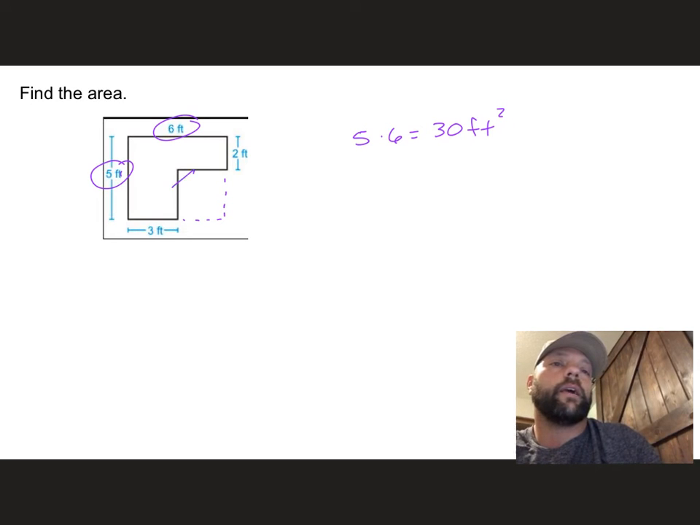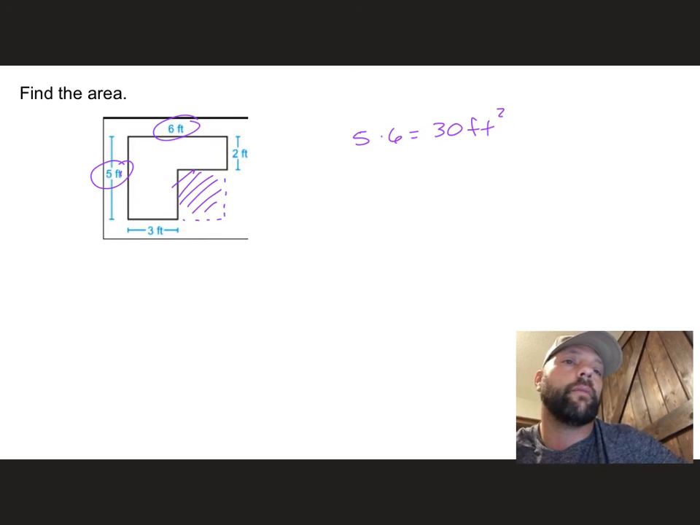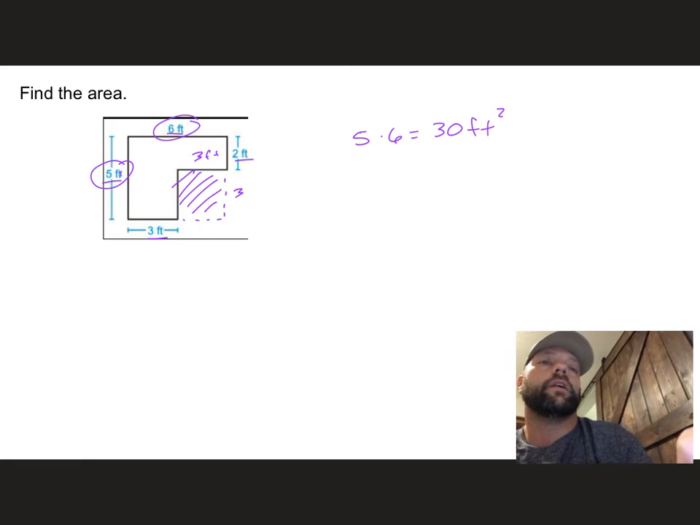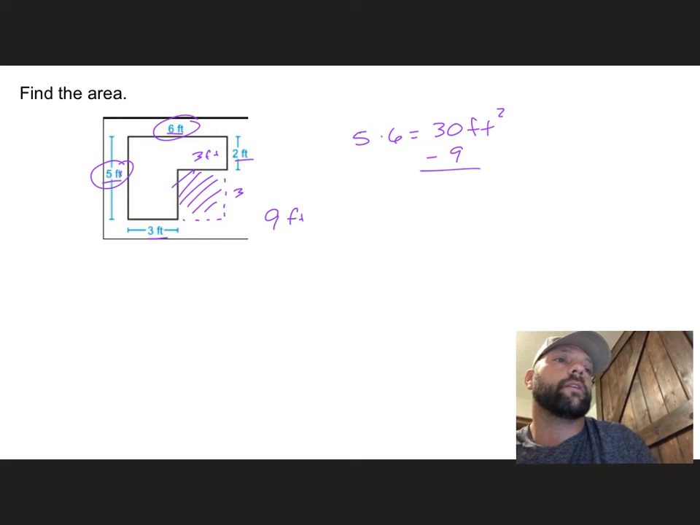But then I have this chunk here that I'm getting rid of. So if I'm getting rid of that, I have my 3 and my 6, so that makes 3 feet here. And then I have the 2 and the 5 feet. So if I subtract those, I get 3 feet. Finding the area of that, I end up with 3 times 3, which is 9 feet squared. And now because that part is missing, I subtract off my 9 feet squared. And that's going to bring me to 21 feet squared.